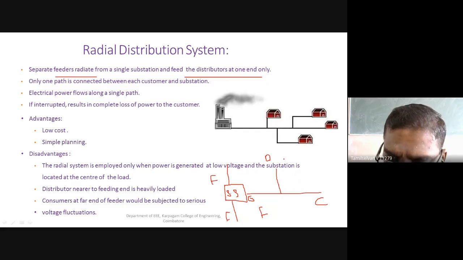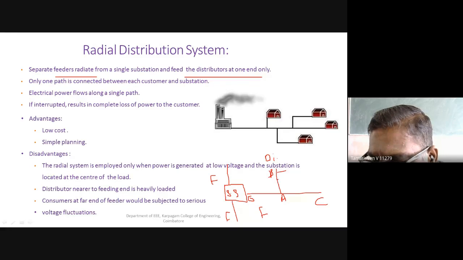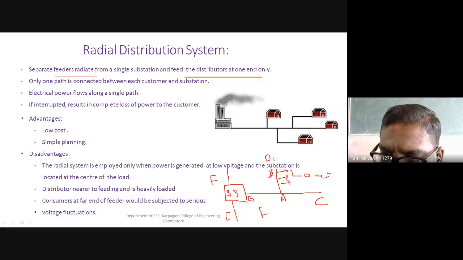Okay, so this is going to have a number of distributors. I am writing distributor. In this distributor at this point, AB denotes our distributor, where the loads are going to be connected. These are going to be my loads.